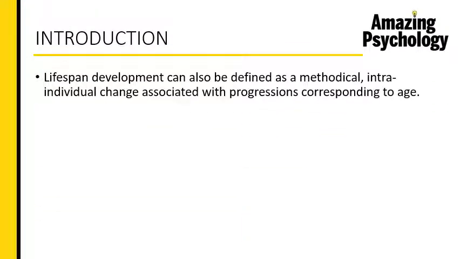Now let's look at what lifespan development means. Lifespan development is a methodical intra-individual change associated with progressions corresponding to age. Let's break that down. Methodical refers to a systematic process. It's not a chaotic process, it's a very systematic process. Intra-individual refers to within an individual. And progressions corresponding to age refers to certain changes that progress as a person grows in age. So altogether, lifespan development is a very systematic change that occurs within an individual as they progress to certain stages in their lifetime.